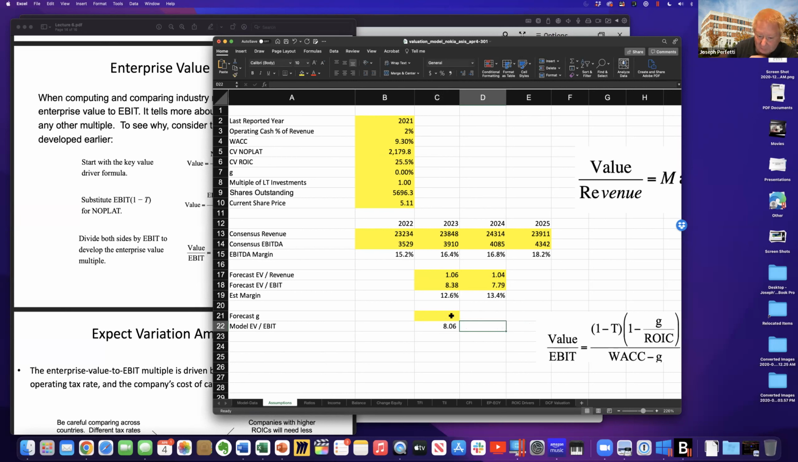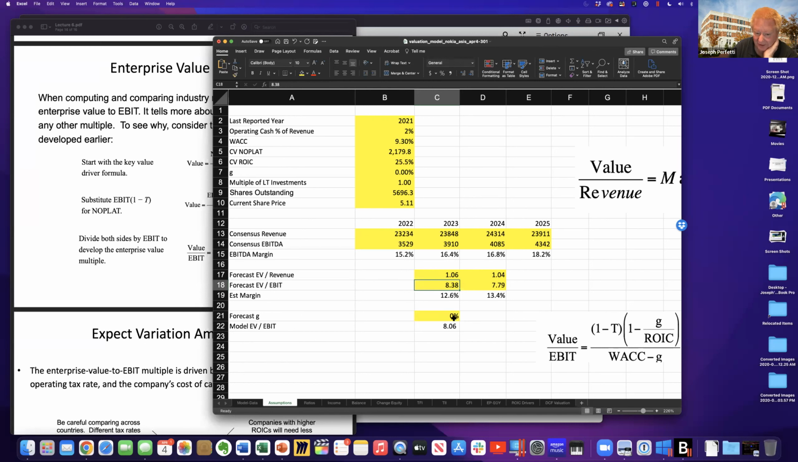So here's the point. With no growth in that equation, I would get, based on all the assumptions in my model today, an 8.06 EV to EBIT. Well, in the real world, for this year, it's 8.38. So how do I get them to match? How do I get this to be 8.38? Clearly, I need to have a positive G. So the idea of having a 0 G, which is where it is right now, this is 0%, wouldn't get me, with the assumptions of my model, to an 8.38 EV to EBIT.